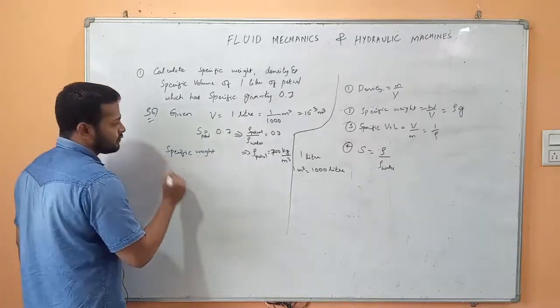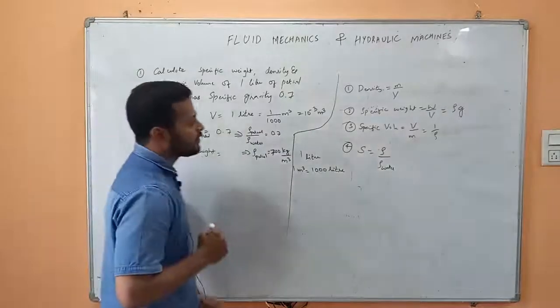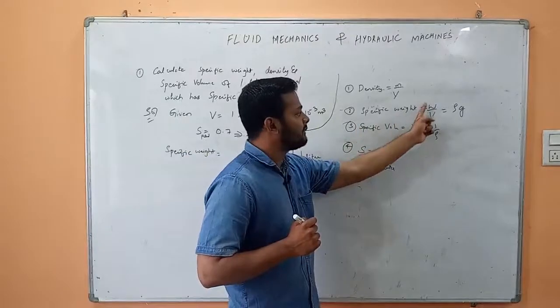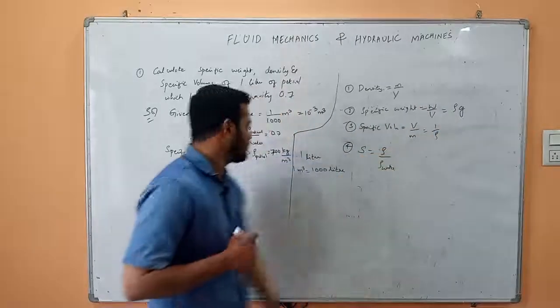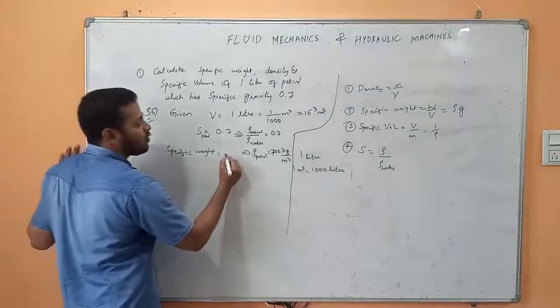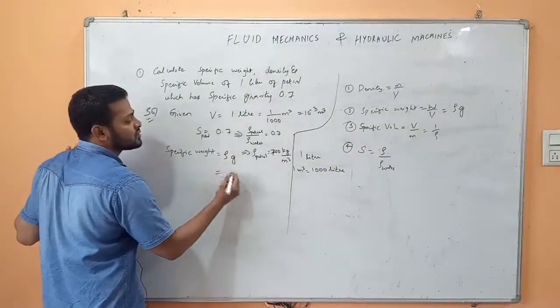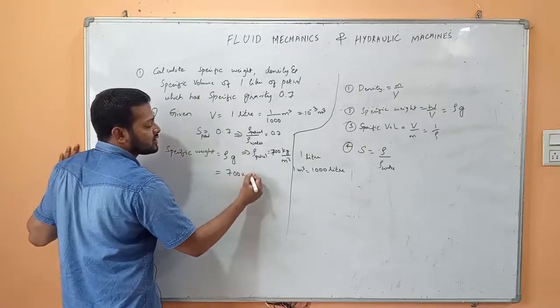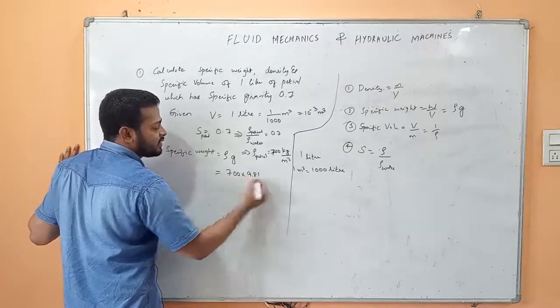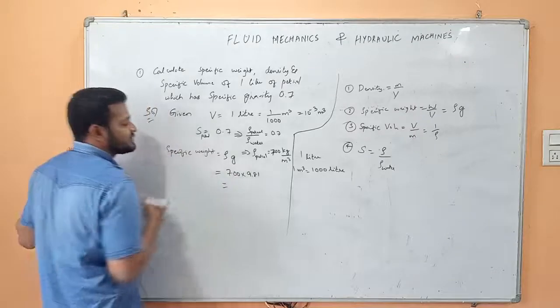Okay, so specific weight, what are the two formulas of specific weight? Either W by V or rho into G. Since I have the value of rho, I will be using this formula rho into G. So rho of petrol is how much? 700 into G is 9.81. Please find out this value in the calculator, you will get specific weight.